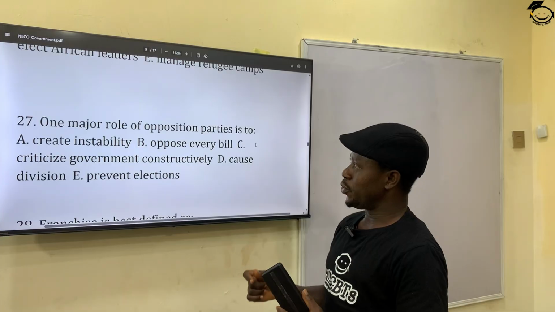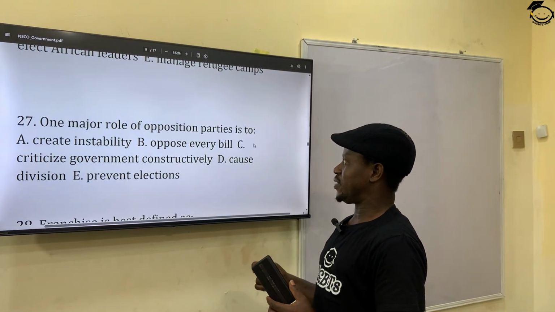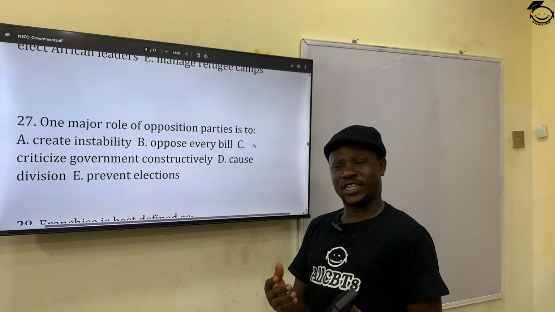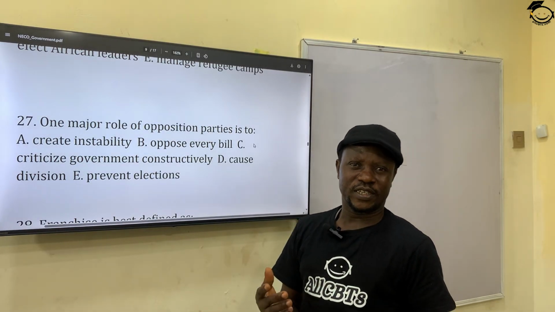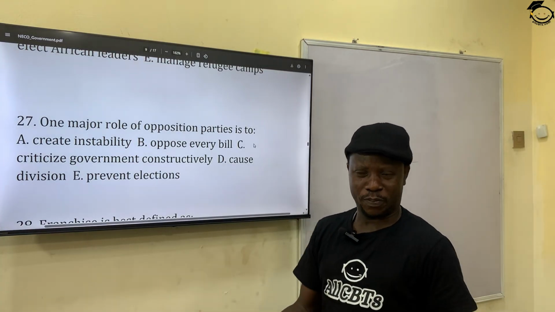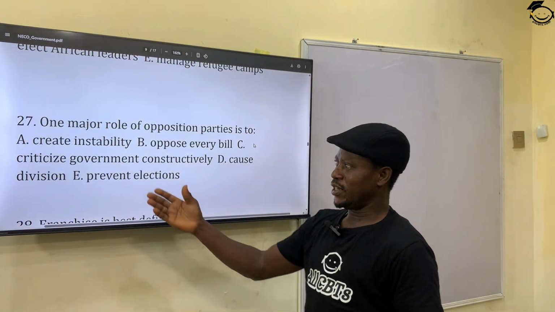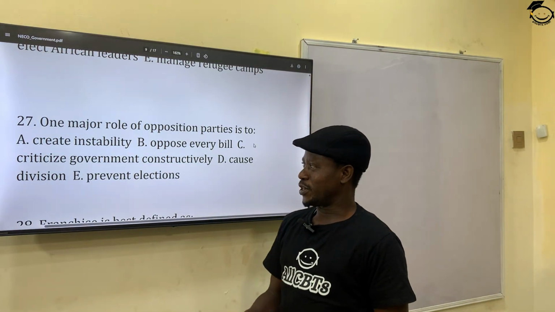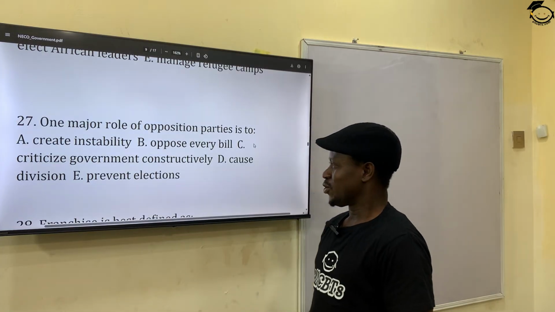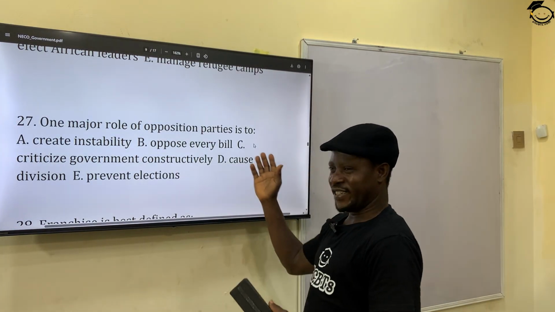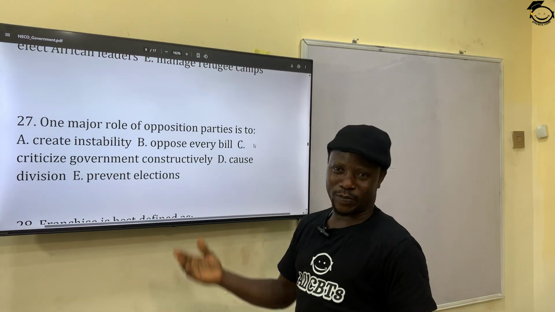One major role of opposition parties is to... In any civilian democratic ruling government, there's always room for an opposition party. So why do we have an opposition party? A, to create instability, to oppose every bill, to criticize government constructively, to cause division, to prevent election. Some of them are decent, but they have nothing to do with this particular question.